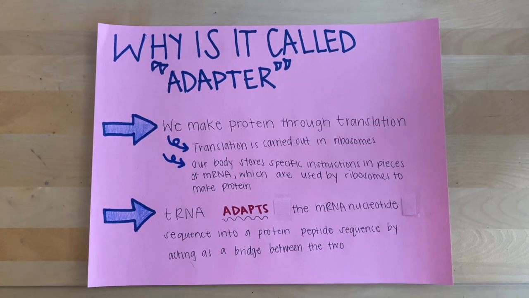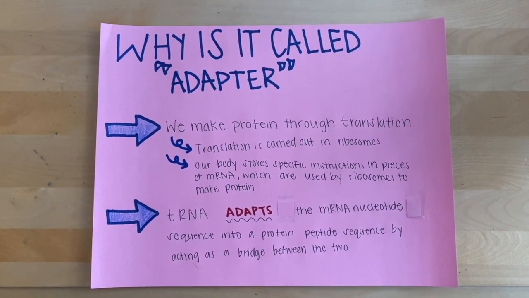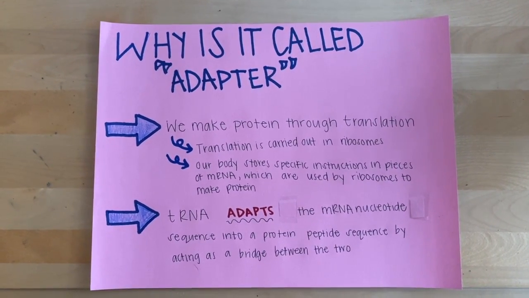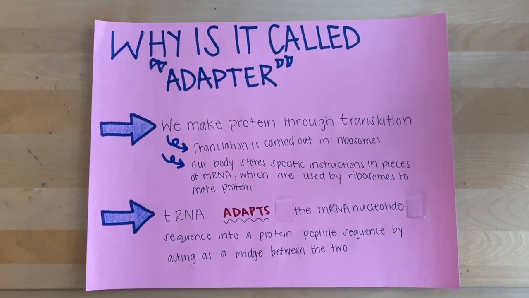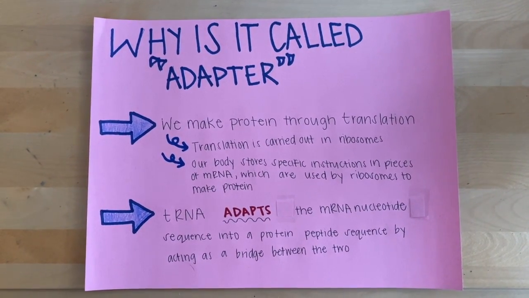The word adapter is defined as a device for connecting two parts, as of different diameters, of an apparatus. And we know that tRNA acts as a bridge between the genetic code found in mRNA and the amino acids that make up a protein.